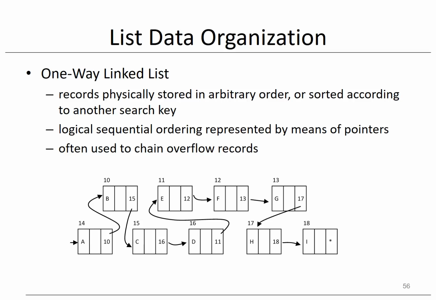To process the list, the first record is retrieved. The pointer to the next record is followed, and so on, until a record is reached that contains an end of list indicator instead of a next pointer. This is illustrated in the figure. As can be seen, each record contains a pointer to its logical successor. The logical order is independent from the physical ordering of the record. The end of list is indicated by an asterisk.